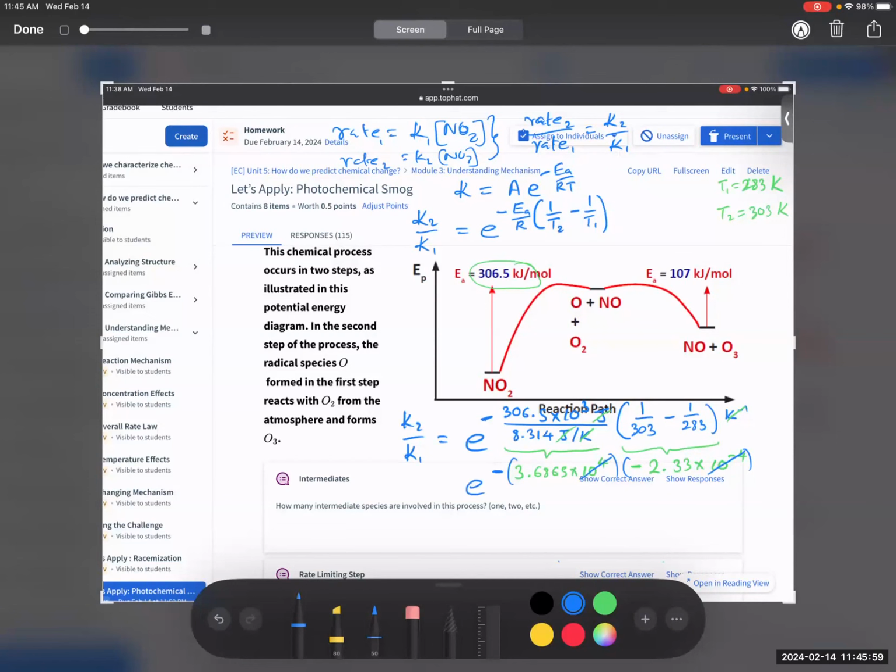All right, so let's keep doing this. Now I need to multiply these two numbers. I have 3.6865 multiplied by 2.33. I get 8.589. So here's the thing though. I'm multiplying two negative numbers here, so it's going to become positive. So what I can do is write that number directly here now.